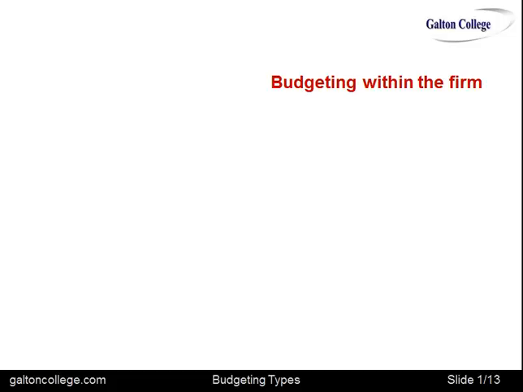This class is very straightforward. It wants to look at budgeting within the firm. In fact, all it's going to do is look at budget headings to see the various budgets that a firm may produce and to show how they are linked. So it's just really a flow diagram, a very straightforward class.